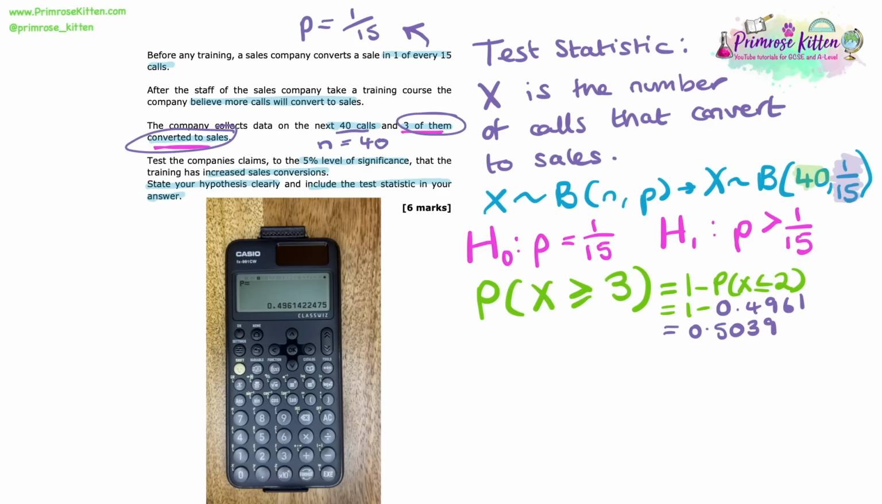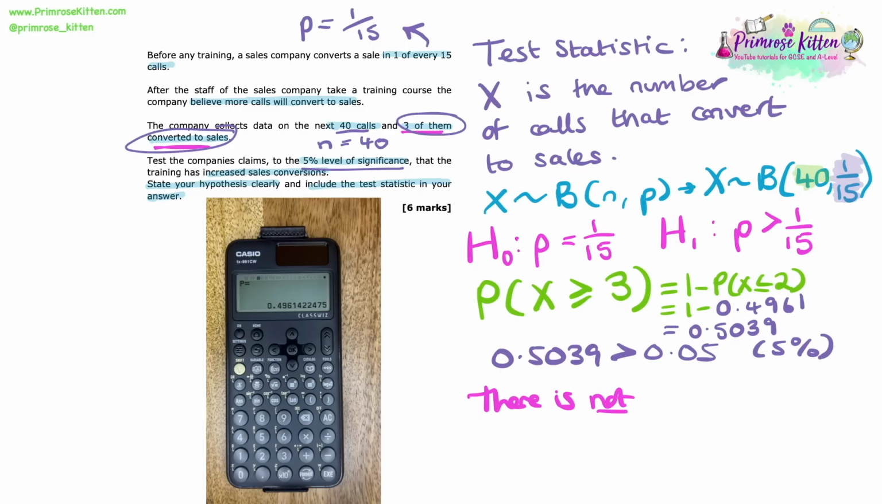So we're asked to compare this now to the 5% level of significance. So clearly, as 5% is equivalent to 0.05 as a decimal, we can see that 0.5039 is bigger than 0.05. So we need to know this statement off by heart, okay? We need to know that if our probability is bigger than that 5% level, then we need to say that there is not enough evidence to reject the null hypothesis. And that means that there is not enough evidence to decide that this sales training has increased the number of calls that convert to sales.